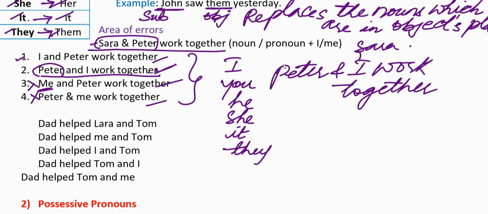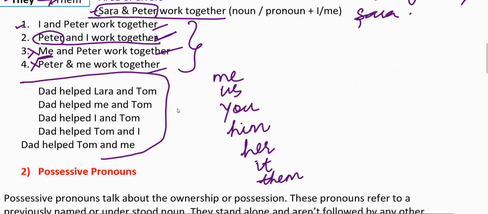Now let us look at another example of object pronoun here. Let us look at the sentence here. Dad helped Lara and Tom. What is the subject of this sentence? Dad is the subject. Lara and Tom are the objects in the sentence. So these two nouns are placed in the object's position. Let us assume that Lara is saying these sentences. Which of the four will she say?